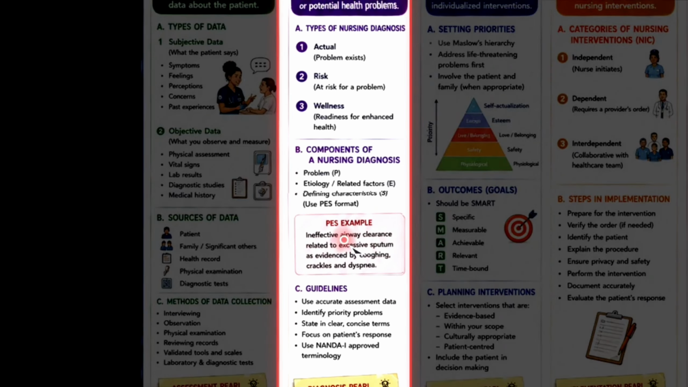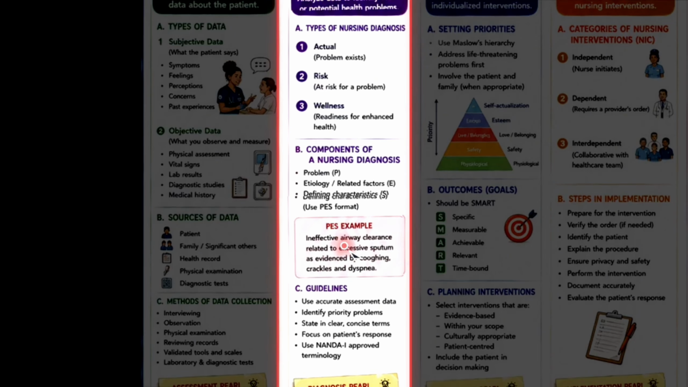Look closely at this clinical example. Ineffective airway clearance, which is the problem, related to excessive thick bronchial sputum, which is the etiology, as evidenced by persistent coughing, audible bibasilar crackles, and severe dyspnea, which are the defining characteristics.